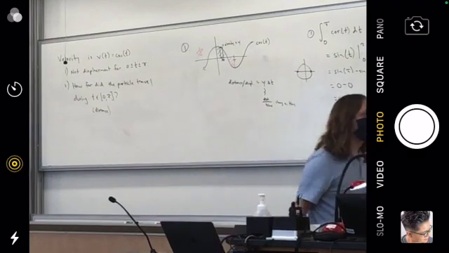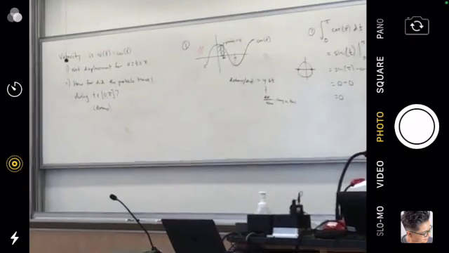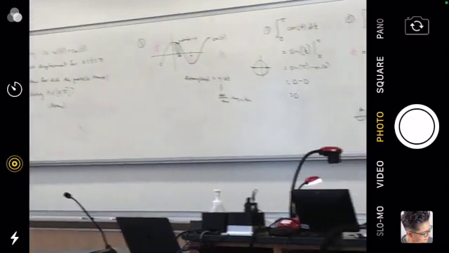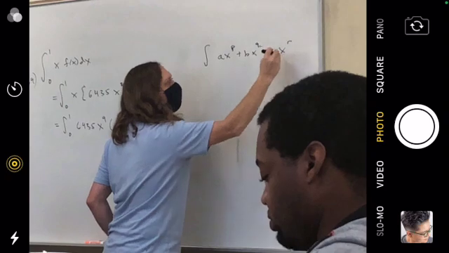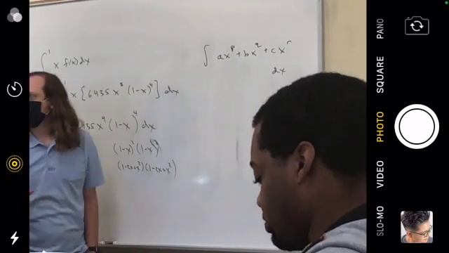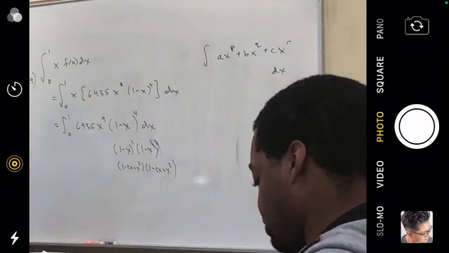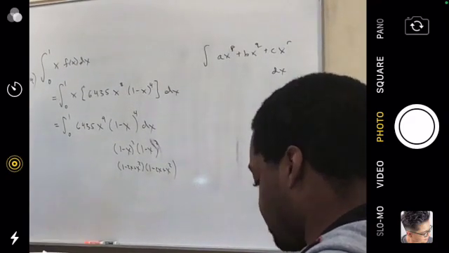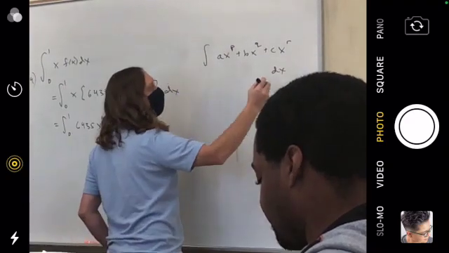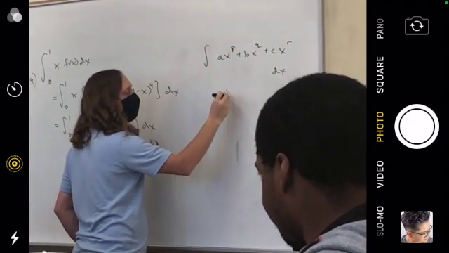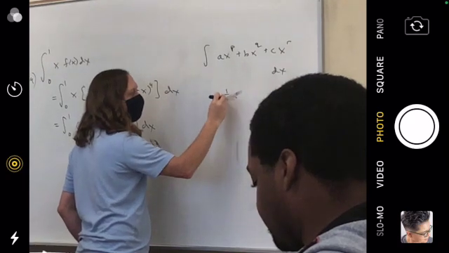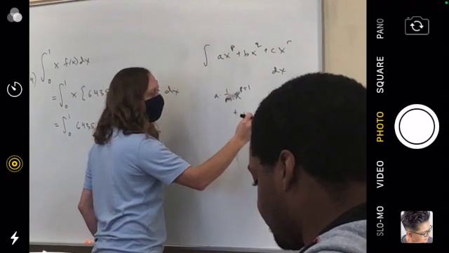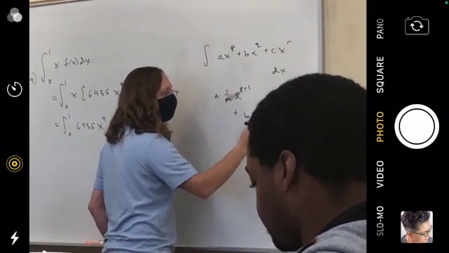Once I multiply it out, this is going to be basically the integral of a times x to a power plus b times x to a power plus c times x to a power dx. Why is that useful? Do I know the antiderivative? What's the antiderivative of this? A times 1 over p plus 1 x to the p plus 1, plus b times 1 over q plus 1 x to the q plus 1.